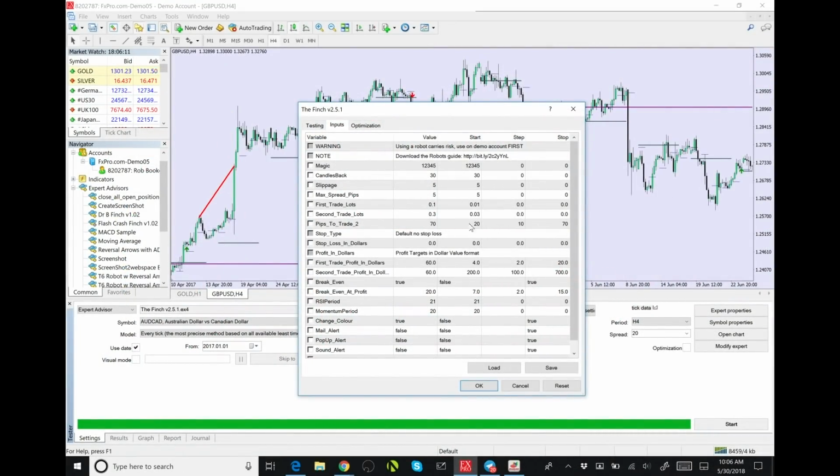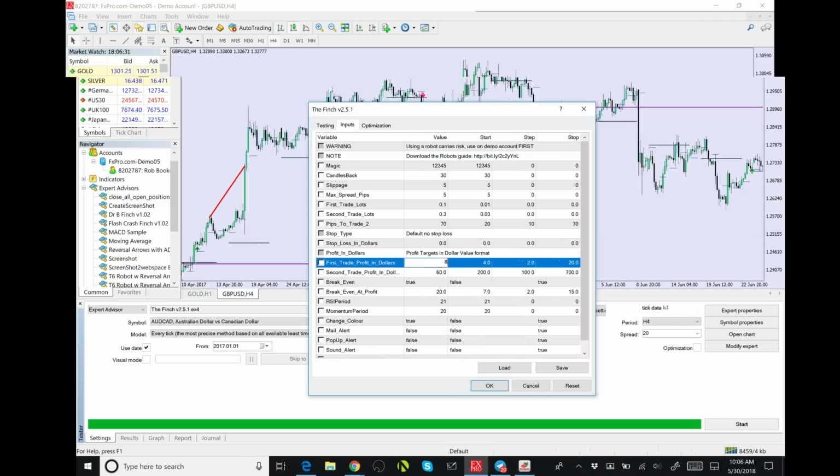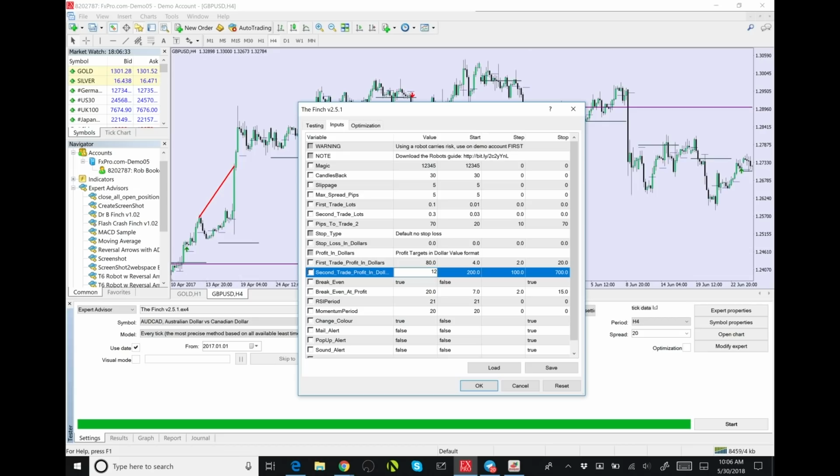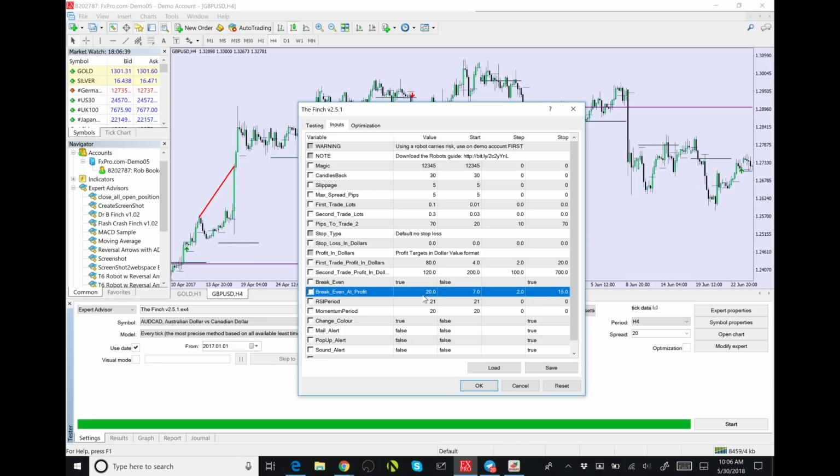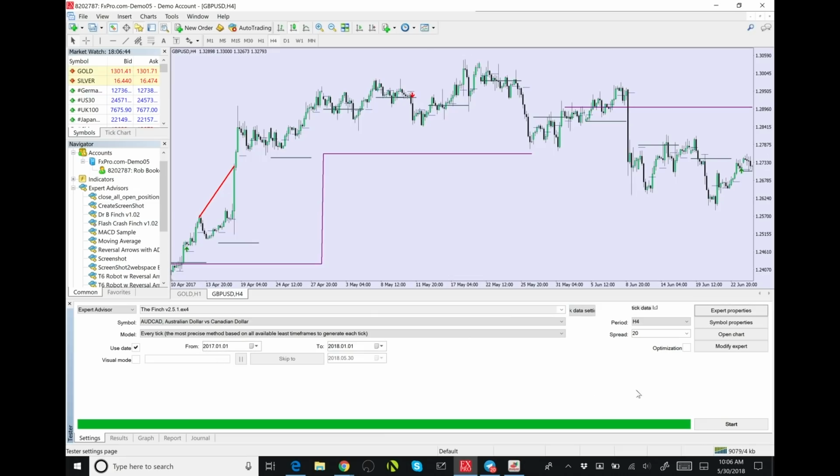So I'm going to start with trading 1 mini lot on the first trade and then 3 mini lots on the second trade. Let's go for 80 pips on the first trade and 120 pips on the second trade. And let's move our stop loss to break even if we get 20 pips or $20. Let's just try this out. We're going to backtest 1 year as our sample set, and then see if that produces any kind of return.